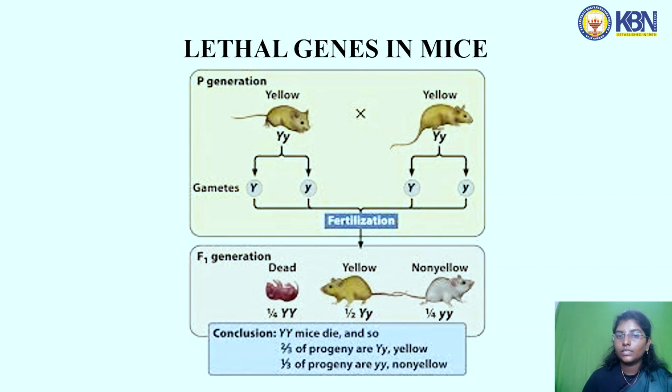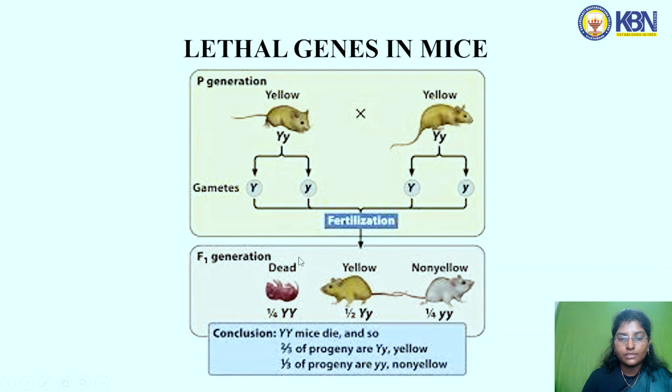In lethal genes in mice, we can observe in the parent generation yellow and yellow. Here we can observe capital Y and small y, both in heterozygote condition. We have gametes capital Y, each yellow mouse has capital Y and small y.